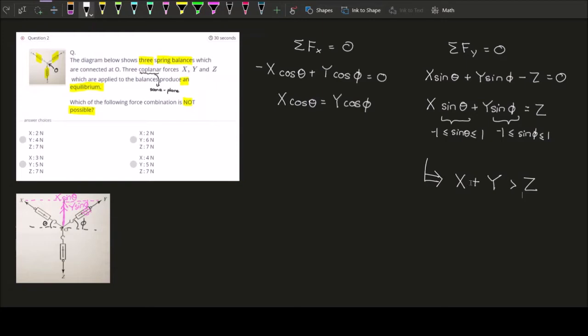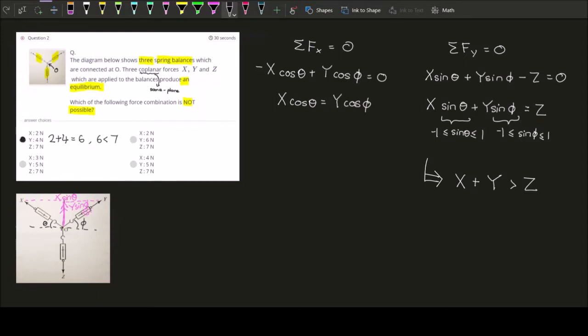So you cannot have x plus y equals to z. You cannot have x plus y smaller than z. Therefore, your x plus y must be greater than z. Okay, knowing this relationship here, we will be able to find out that A is our answer. A will be our answer, because 2 plus 4 is equal to 6, and 6 is less than 7. Okay, therefore this will be our answer.